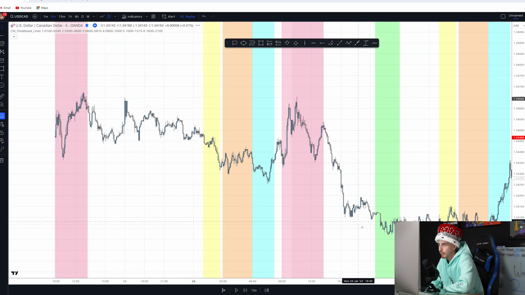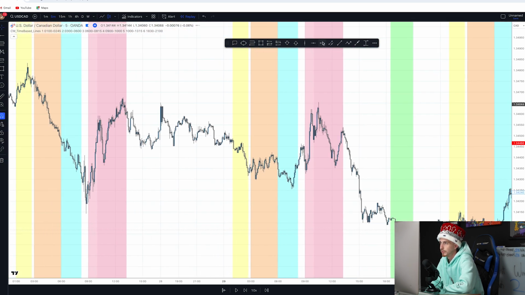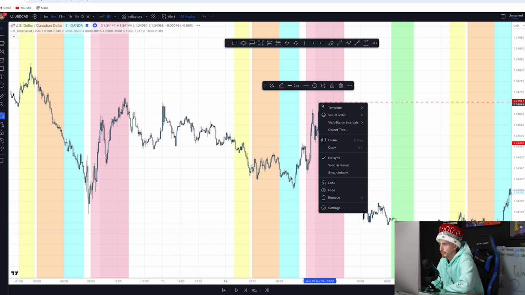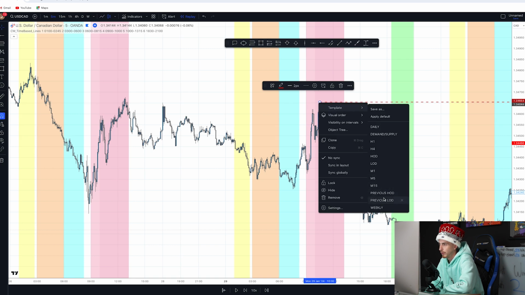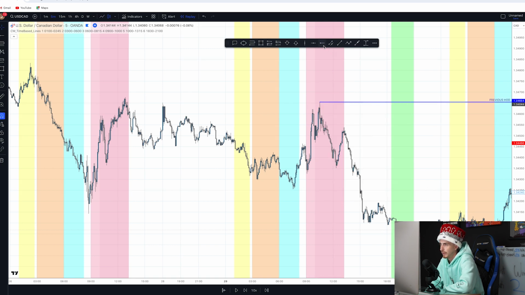Now our previous high and low of day is going to be from two previous trading days before the day we are trading. So this right here would be our previous high of day, and then we mark our previous low of day down here.